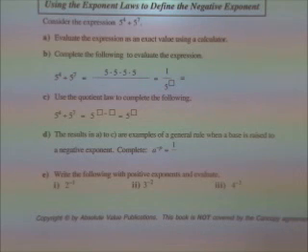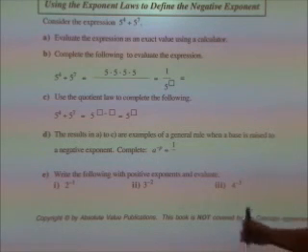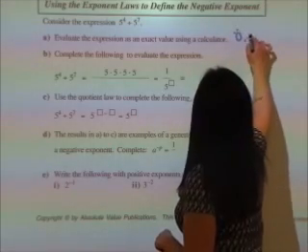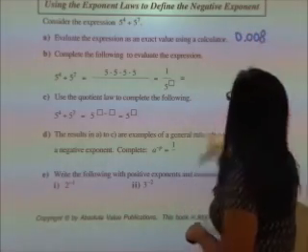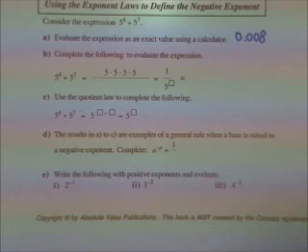And tell me what you get as a decimal and as a fraction. Decimal: 0.08. So that would be 8 hundredths. And as a fraction it is 1 over 125.